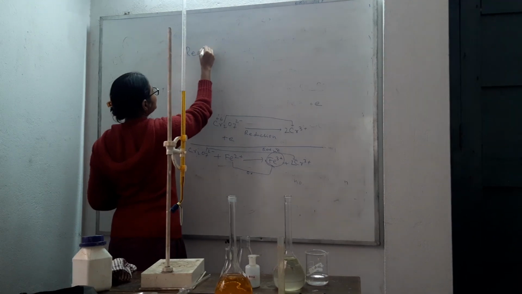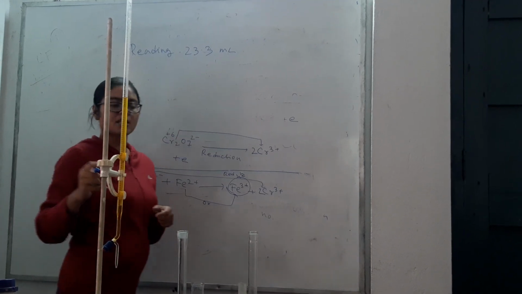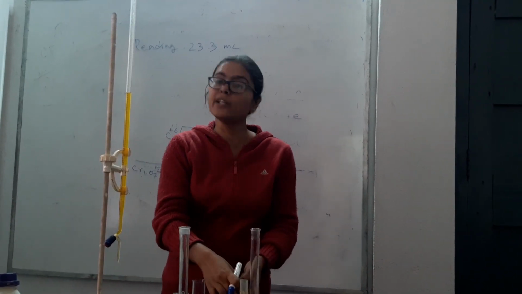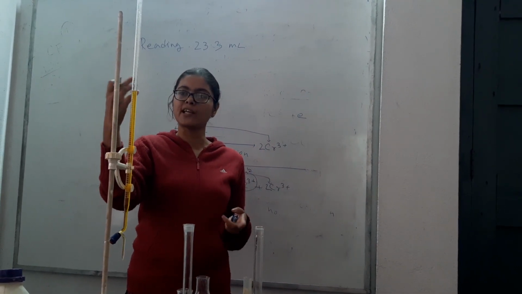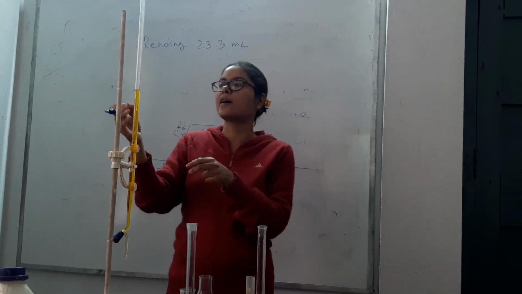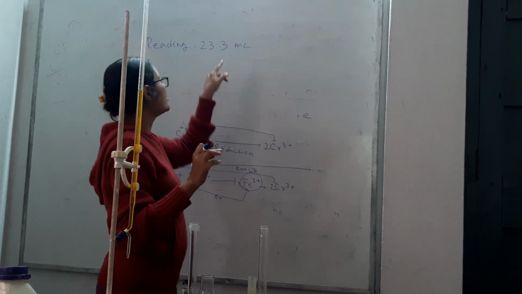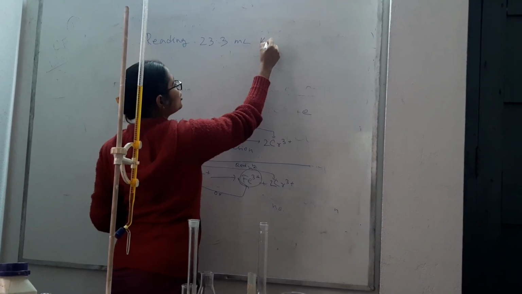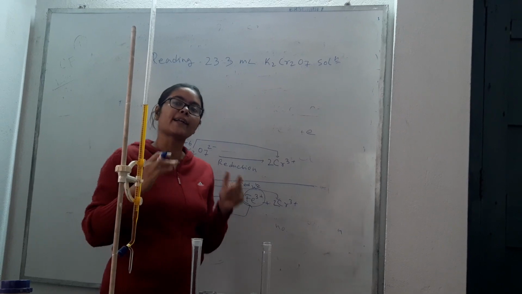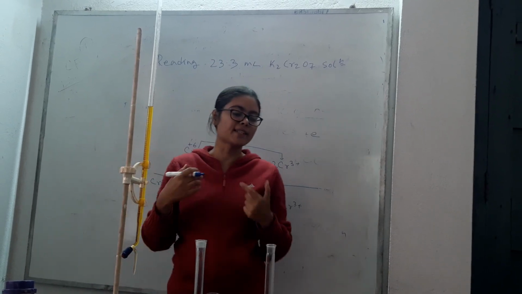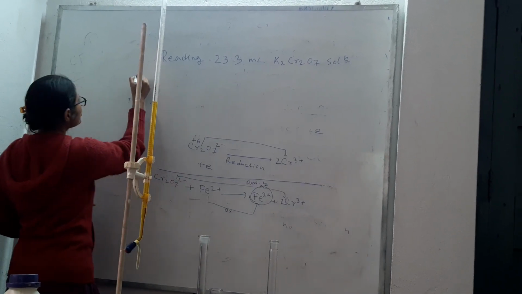So the reading is 23.3 ml. We take 25 ml iron 2 solution. So for 25 ml iron 2 solution, this titration tells us that it takes 23.3 ml dichromate solution. So this is our reading, 23.3 ml K2Cr2O7 solution. Okay. Now we go for the calculation. By this calculation, we can say how much iron 2 plus is present in my sample in this solution. So we go for the calculation.